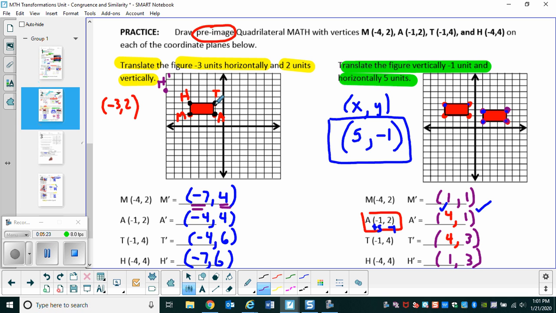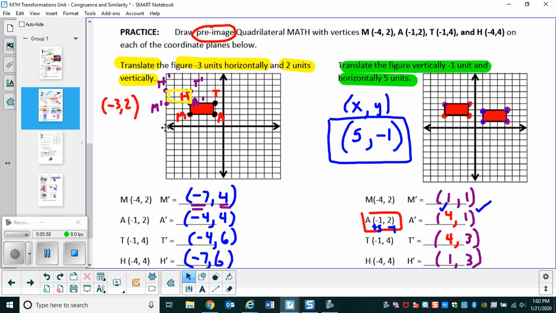All right, T, I'm going to move back 1, 2, 3, up 2. So here's T prime. A, I'm going to move back 1, 2, 3, up 2, and that's actually the same point as the pre-image point. And for M, we're going to move back 1, 2, 3, up 2, and that's M prime. And in yellow, I'll connect so it kind of stands out here. This is the image of the new rectangle after we moved it back 3, up 2.